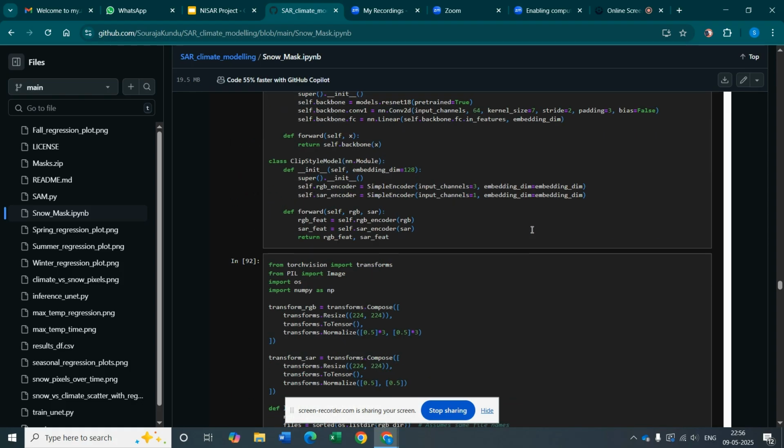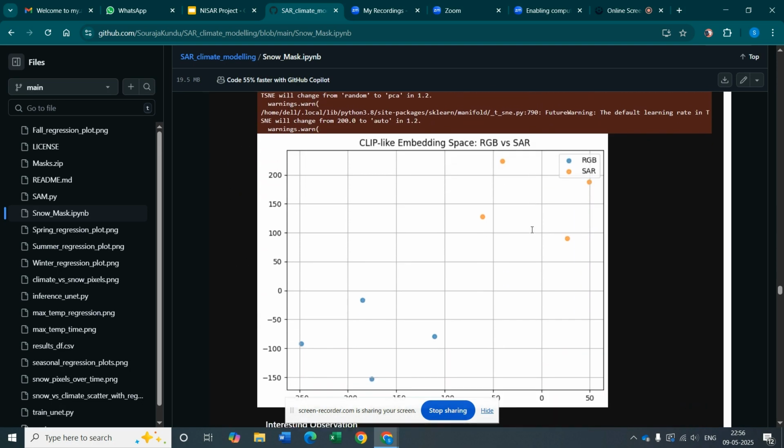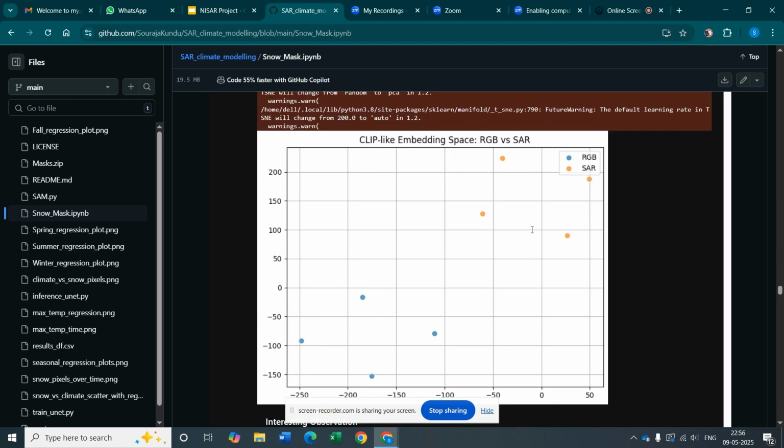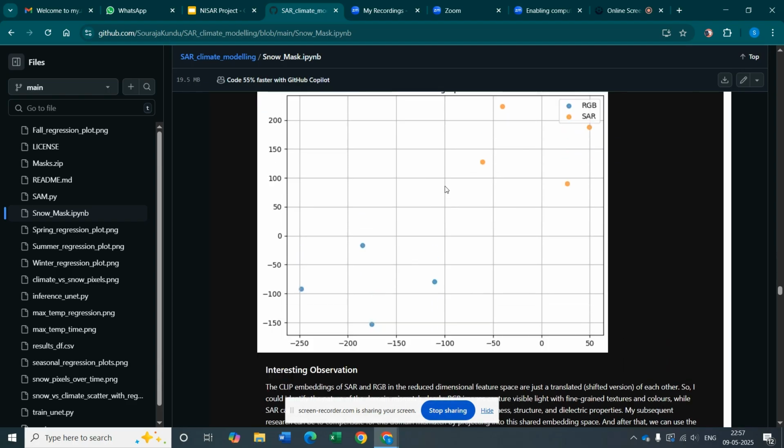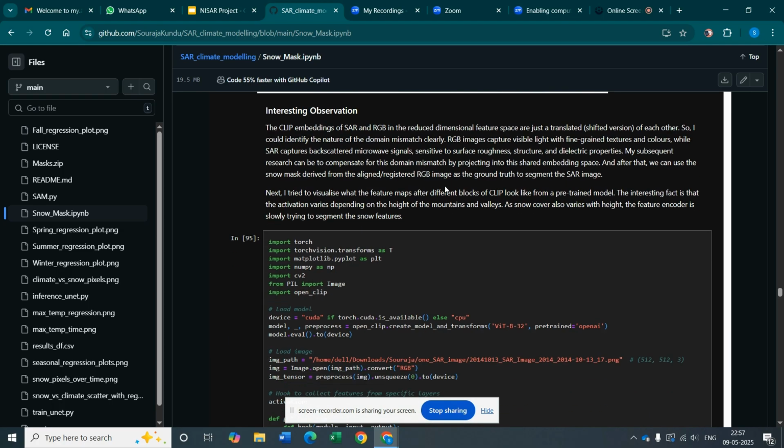So first I plotted the CLIP embeddings. I reduced the dimensionality to 2 for visualization and took 4 SAR images and 4 RGB images, paired, plotted them, and I can see that the embeddings are translated or shifted. So from this I get a future research direction in which, for using this paired SAR and RGB images, I need to use some kind of contrastive learning for aligning the embeddings. So this can be one future research direction.